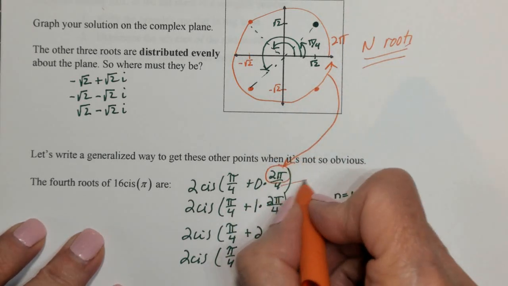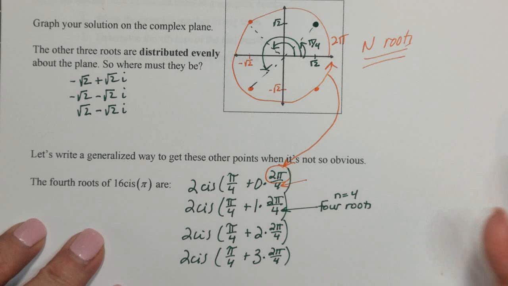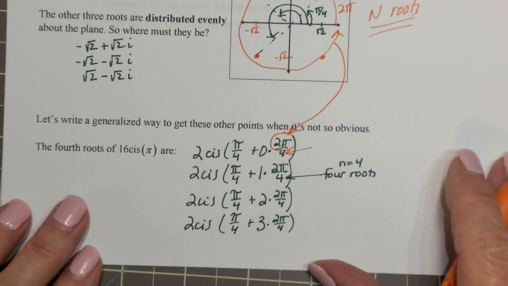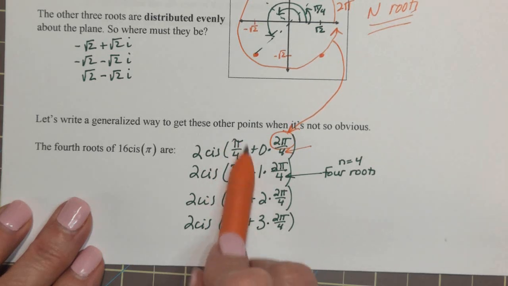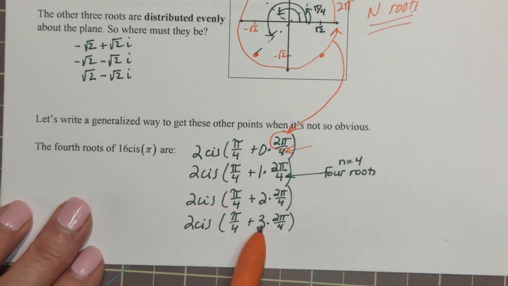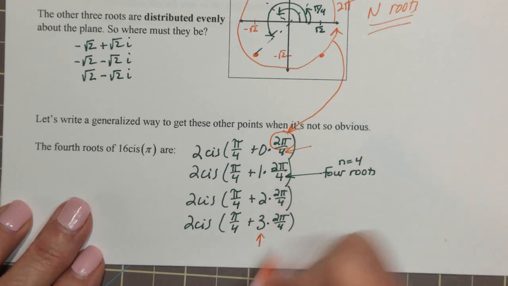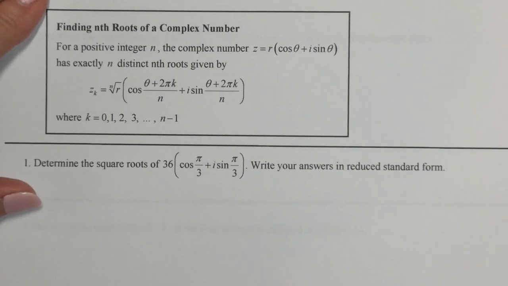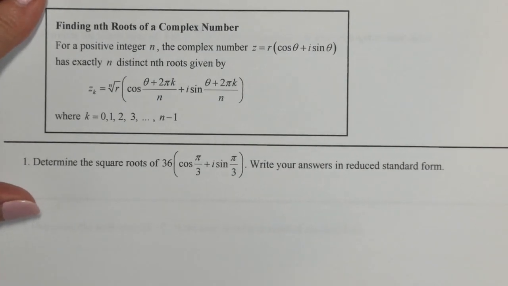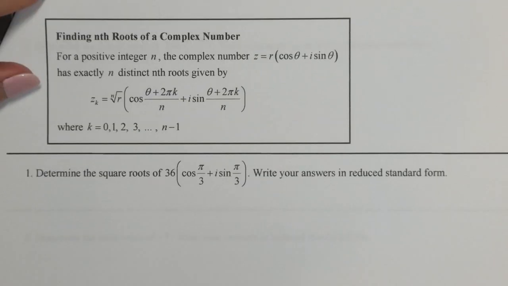And then you always divide by your number of roots that you're finding, okay? Start out with 0 because you want that first one to be untouched. And then go up to 3. In this case, it's always going to be n minus 1 that you stop at. Okay? So that is the formula for finding the nth roots of a complex number. That's it in formula form.